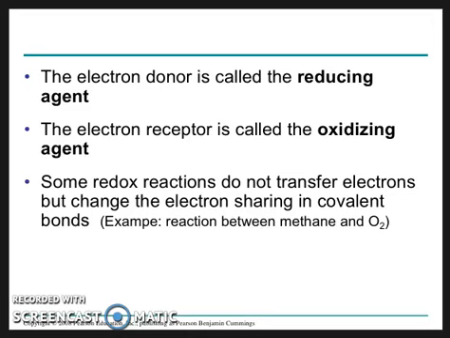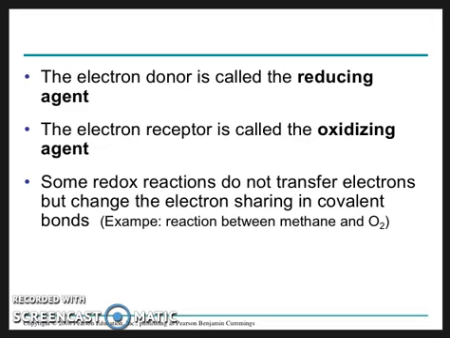Now, this is where it's going to get a tiny bit tricky, and I'm going to try and pull it all together for you. If you are the electron donor, if you gave up an electron, if you got oxidized, you are called the reducing agent. I'm going to say it again. If you're the electron donor, if you're the reactant that gave up an electron and became oxidized, you are called the reducing agent. You got oxidized, but you're called a reducing agent.